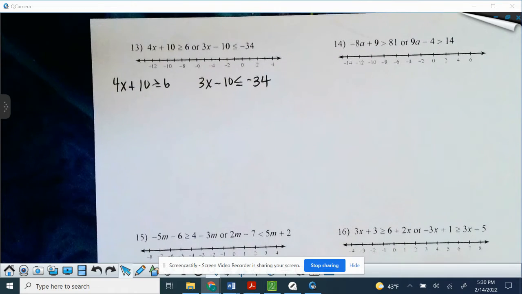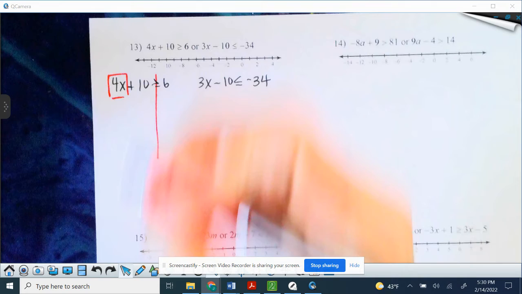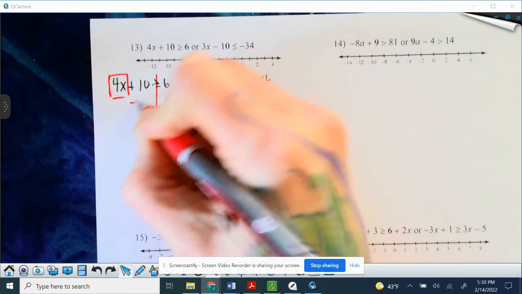All right, so our first one, 4x plus 10. Great divide. I need 4x by itself. So I'm going to subtract 10 from both sides.